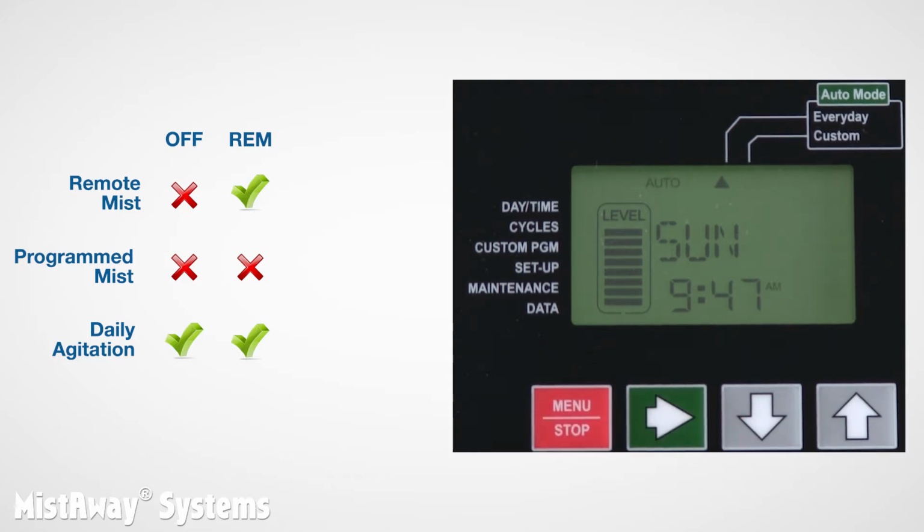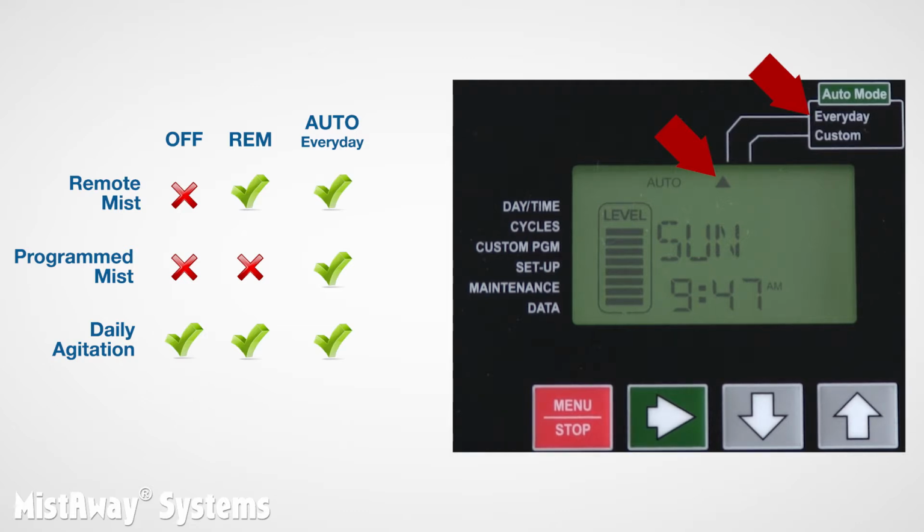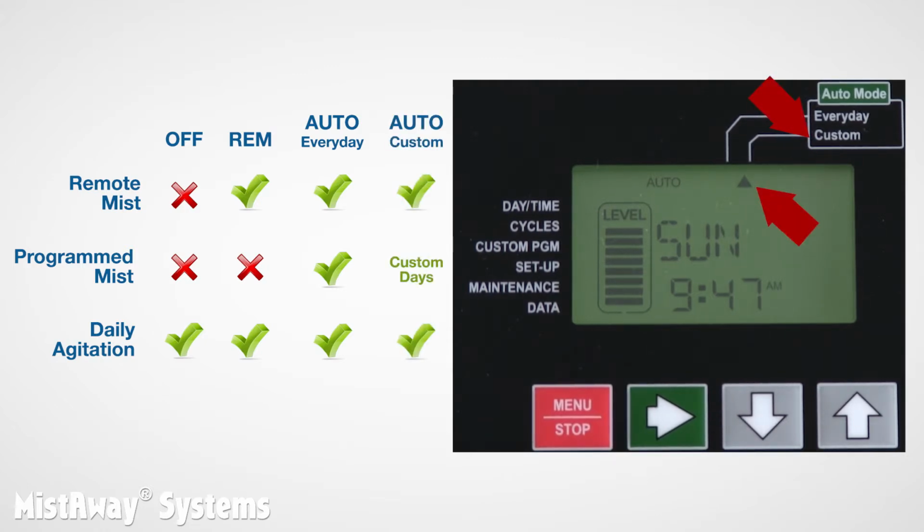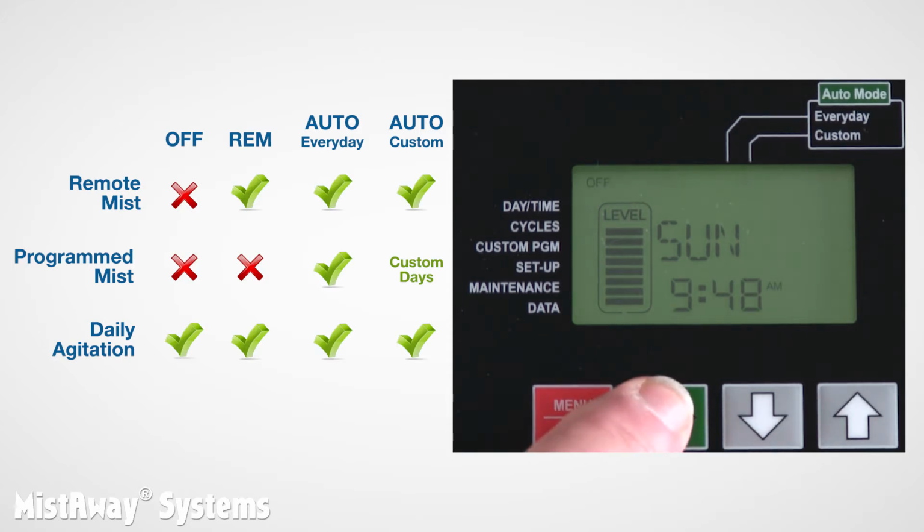Press the green button again, and a triangle appears positioned under a line leading to a mode called Auto Every Day, where the unit will run the mist cycles that are programmed every day. Misting every day is really what makes the systems effective, and Auto Every Day is by far the most common system mode used. Press the green button again, and the triangle is positioned to a mode called Auto Custom, where the unit will run the mist cycles that are programmed only on the days of the week that have been set in the custom program branch of the menu structure. You might use this system mode for a second home, where you only want to mist Friday through Sunday. Press the green button again, and the mode returns to off.